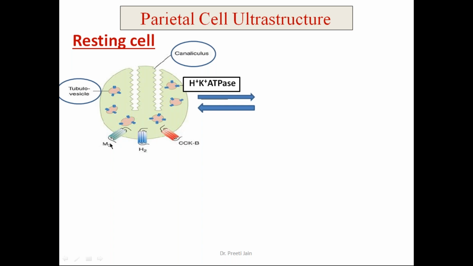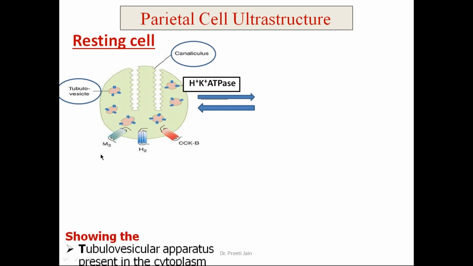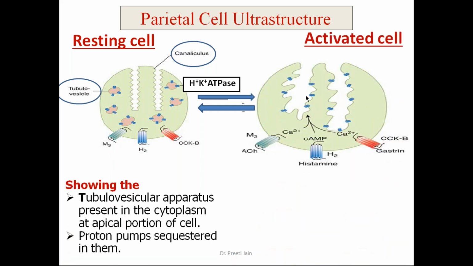Now when this resting cell received stimulation, what does it receive stimulation from? There are 3 main agonists. One is acetylcholine, which will act through the muscarinic receptor, the second is histamine, which will act through the H2 receptor, and the third, which is not shown here, is gastrin, which will act through the gastrin receptor. So when it is stimulated by any of these or all 3 of them, these tubulovesicular structures insert themselves into the canalicular membrane.